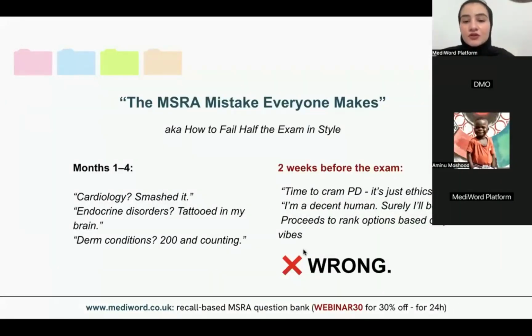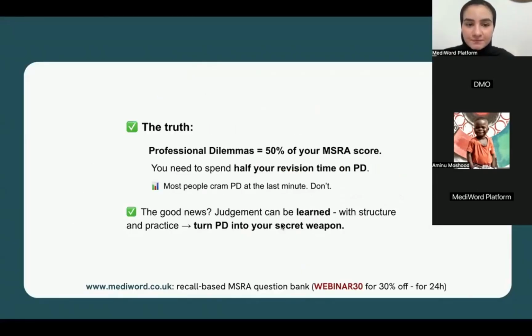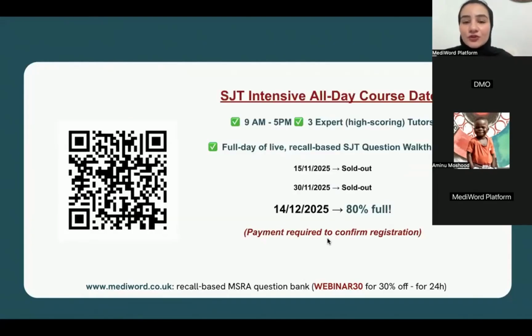I've already said this. Please don't leave SJT prep in the last 2 weeks before the exam. That's not recommended. SJT contributes 50% of your overall mark with the MSRA exam, so it deserves 50% of your time and attention. A lot of people, I've recommended this too, but you can really turn SJT into your secret weapon because unfortunately it tends to be ignored by lots of people as they are preparing for the clinical part of the exam and leave SJT right at the end.